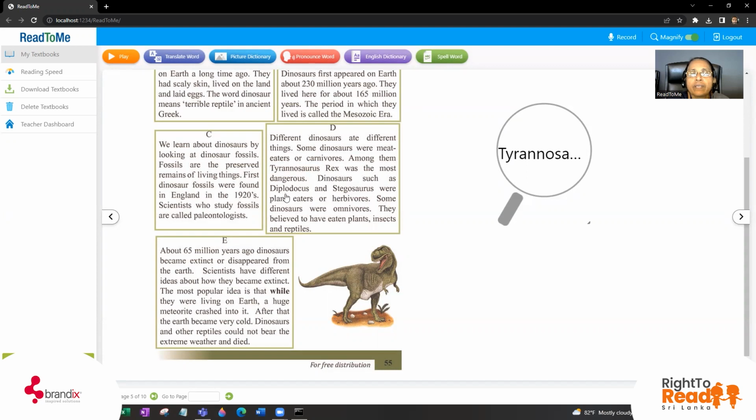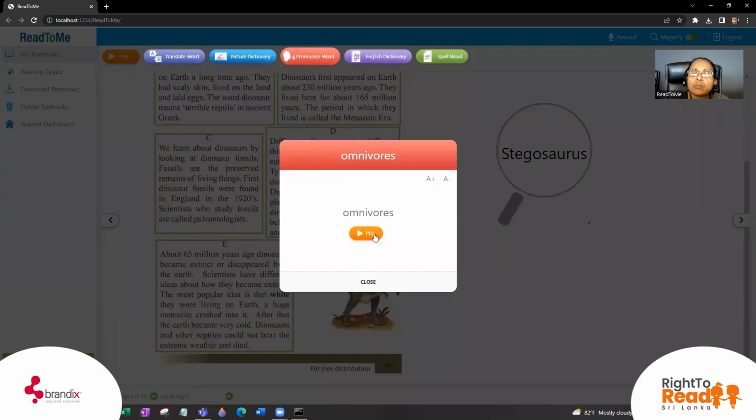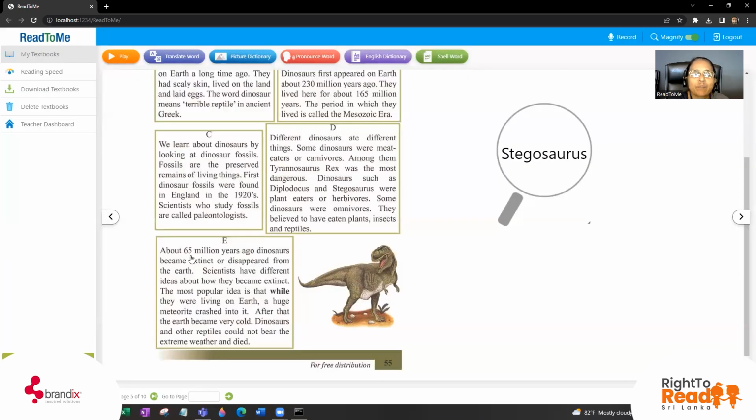Then, who fed on plants and herbs? Diplodocus and Stegosaurus. They ate plants and herbs. Good. Now, these dinosaurs fed on various foods: meat eaters, plant eaters, as well as some dinosaurs that ate both. They were called, first, how? Omnivores. Yes. Then the last caption, number E.